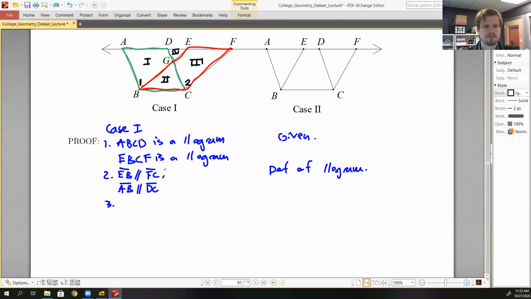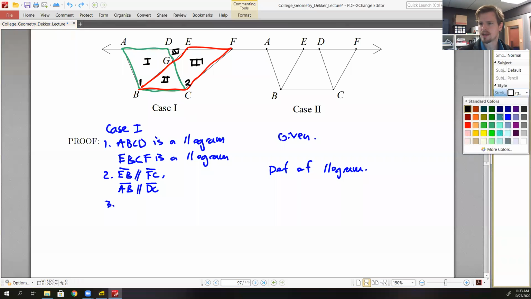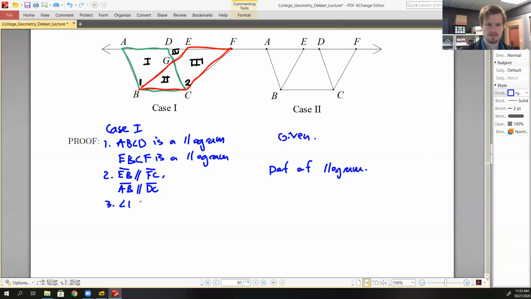All right. So we have that angle 1 is congruent to angle 2. But we can do similarly for essentially the same reasons. Let's see here. I wanted to say that it was this angle and that angle.